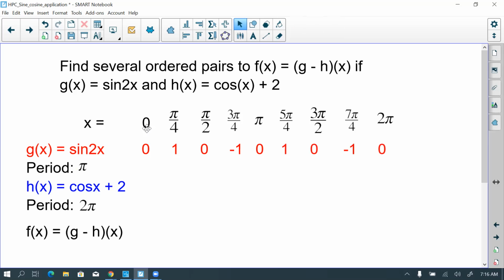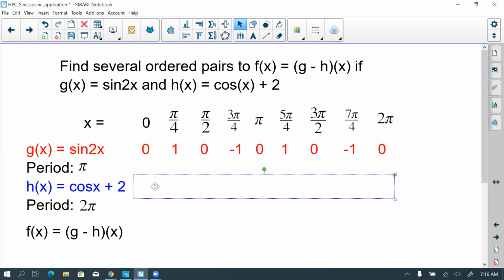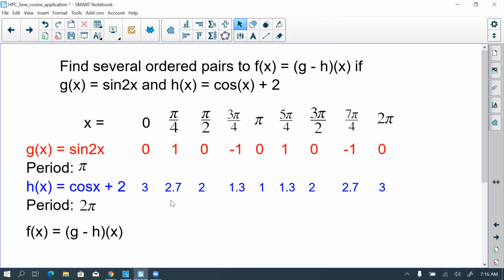And then I do the same thing with these x values. I plug them into h to find the y values, and I get these. Some of these we can know from the unit circle, others, well, they're all from the unit circle, they're all special angles. These are root 2 over 2, and so we just put them into a decimal. Now I've got 9 ordered pairs for g and 9 ordered pairs for h. So if I just subtract g and h, I will have 9 ordered pairs for f.